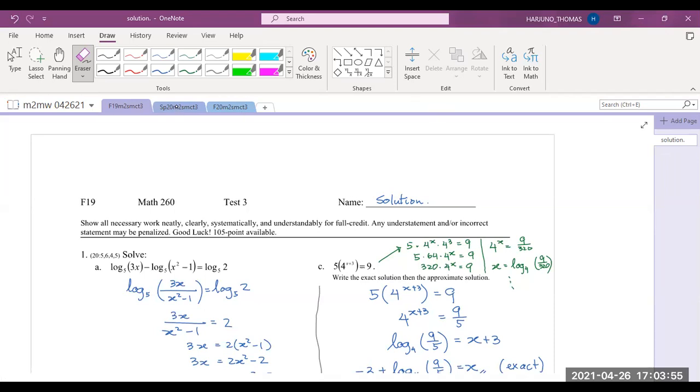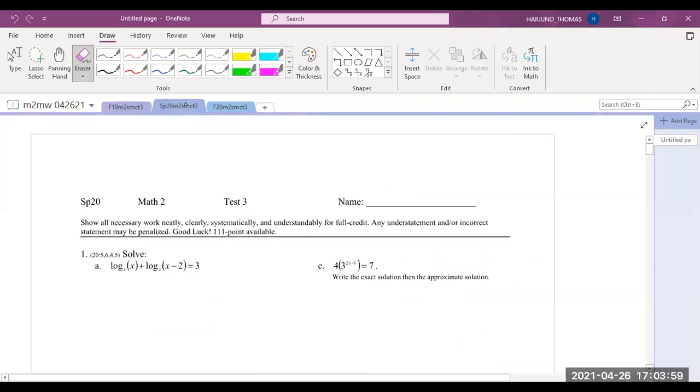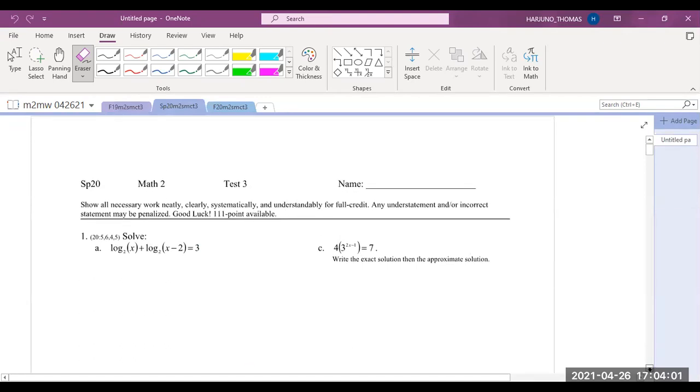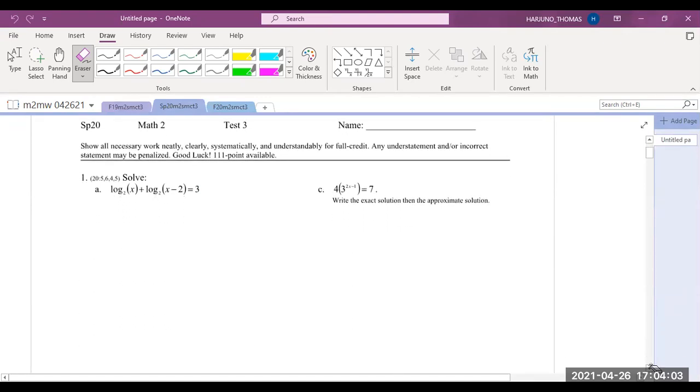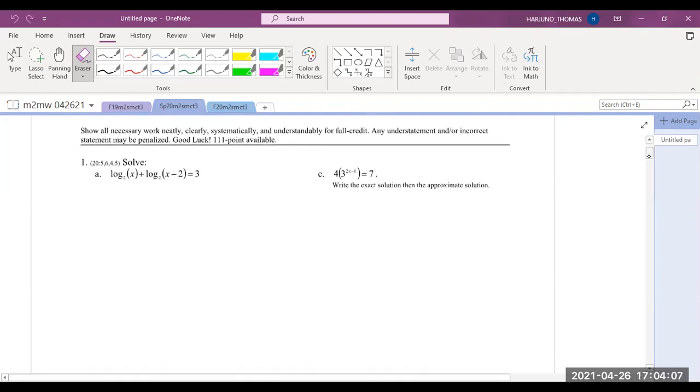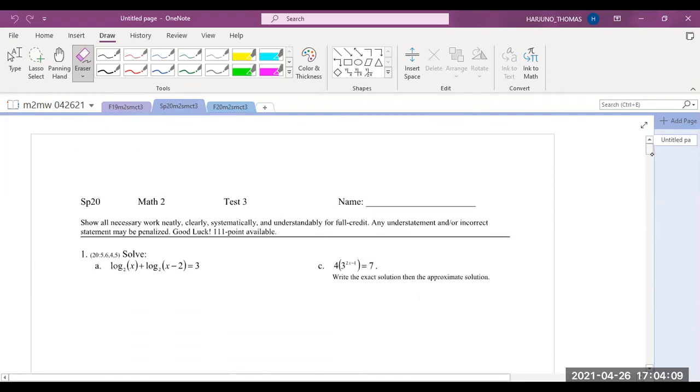Okay, that's for Fall 19. Let's move on to Spring 20. For Spring 20, we have this number 1. Spring 20 is the time that we all moved to remote learning.